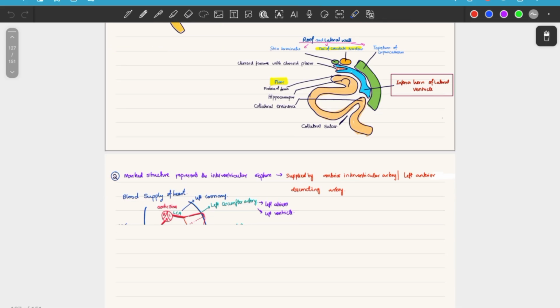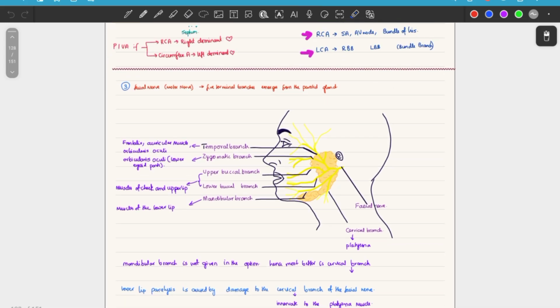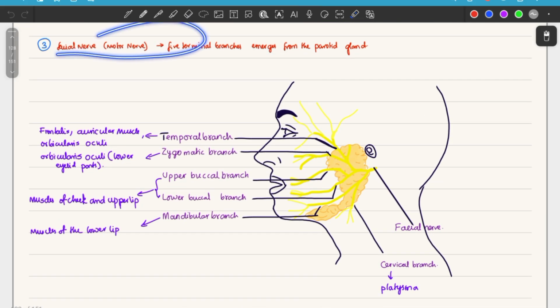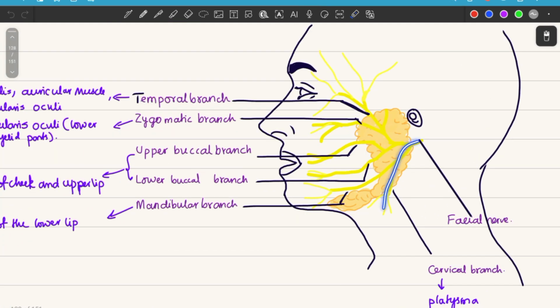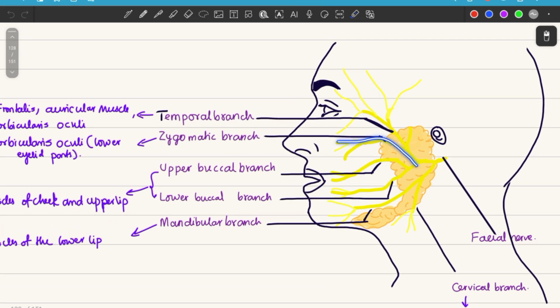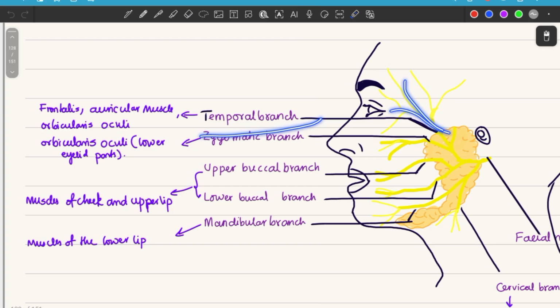Let's see the picture once. See, the facial nerve gives 5 terminal branches here. It's giving a cervical branch, and this is the mandibular branch. This is the lower buccal branch and upper buccal branch. This is the zygomatic branch, and this is the temporal branch. Okay, this temporal branch they have given in the option, which supplies frontalis muscle, auricular muscle and orbicularis oculi.